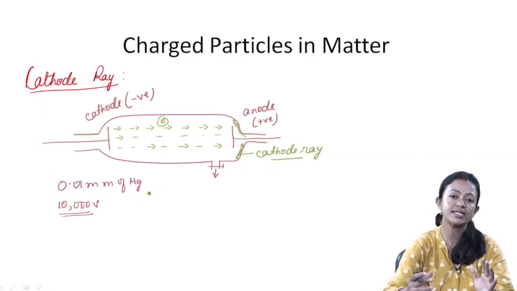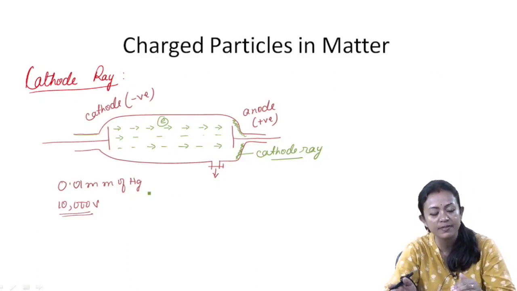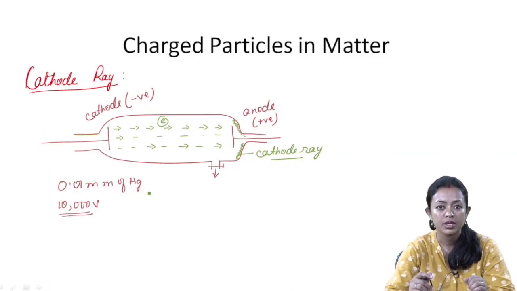Now, to further understand the property of the cathode ray, what did J.J. Thomson do? He subjected the cathode ray to an electric field. When he subjected it to an electric field, he found that the cathode ray moved towards the positive terminal. So this further authenticated that it is negatively charged, which started getting attracted towards the positive charge.